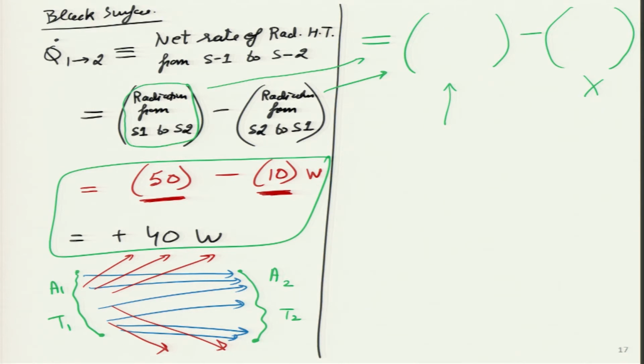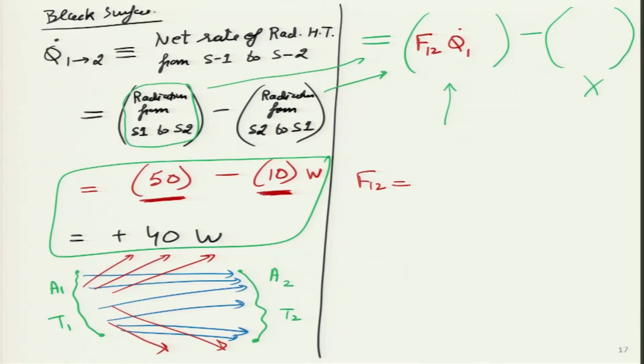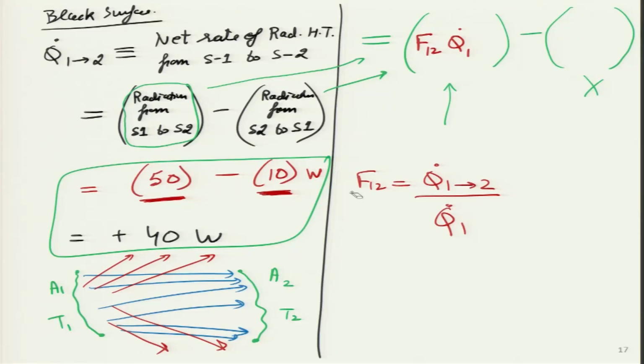How? It is simply the total emission q dot 1 multiplied by F12. You remember in the beginning of the previous lecture, we defined F12 as that fraction of radiation which is emitted from body 1 directly hitting body 2, divided by q dot 1, right. So this is simply F12 into q dot 1.